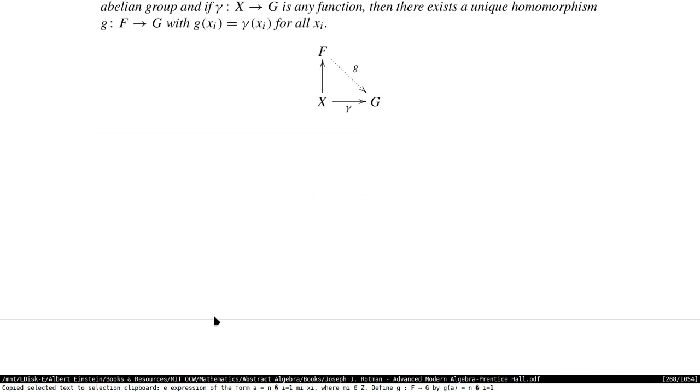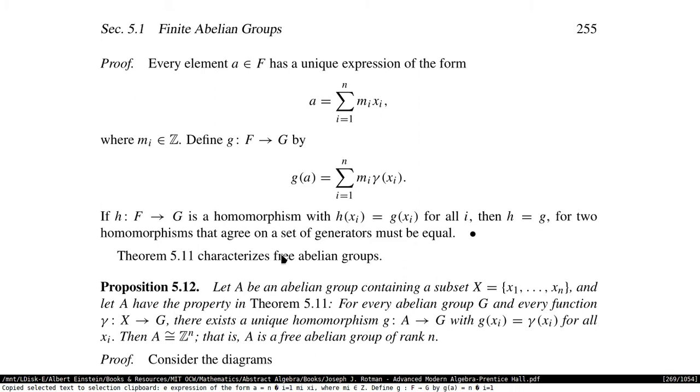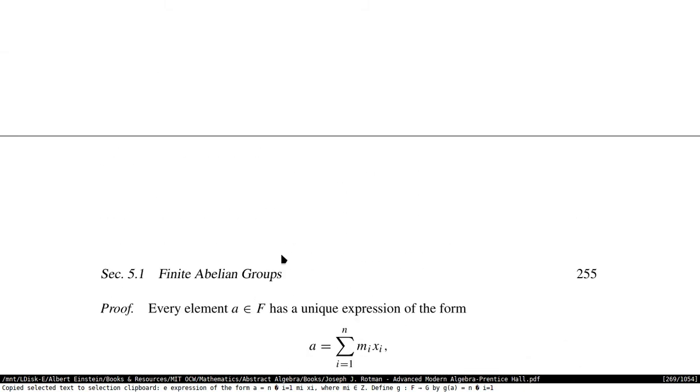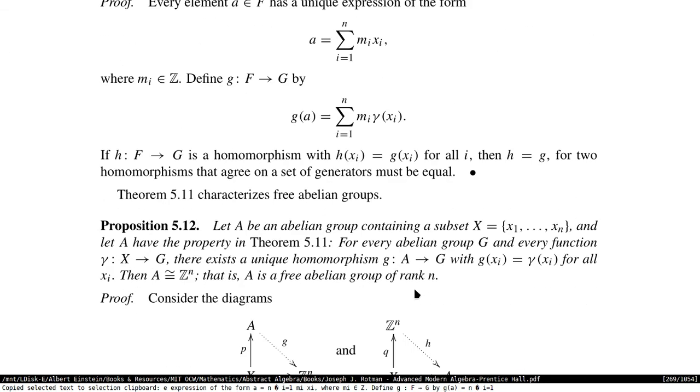So you have this diagram, and what this means is that these two homomorphisms agree on the set of generators that you have, the generators being the elements of the basis, right? And so these two homomorphisms must be equal, right?